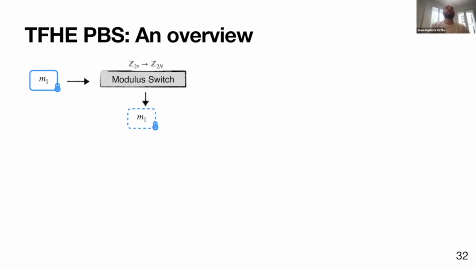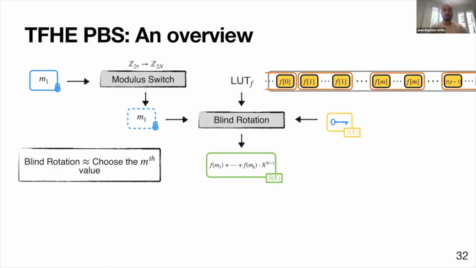If we have an overview of the PBS, this slide will be a little more technical, but we will not dive into all the details. It is here for information purposes. The PBS of TFHE is composed of 4 major steps. The first one is the modulus switching, where we are just changing the ciphertext modulus. And then we have the blind rotation. This is the important operation in our case.